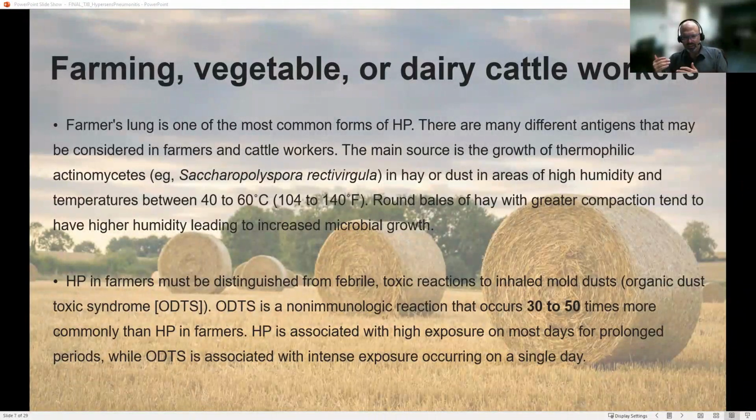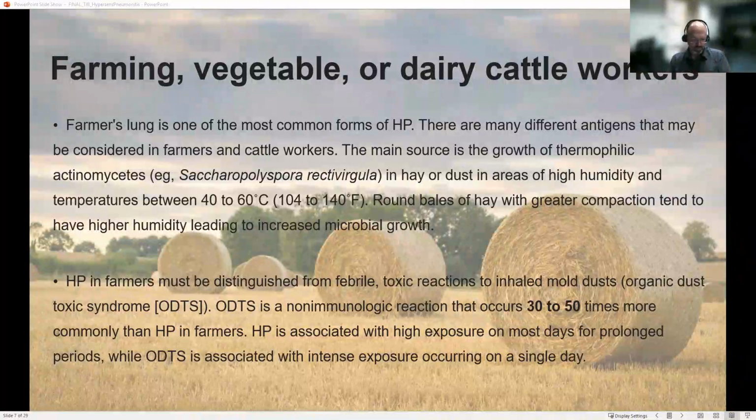A thing to keep in mind is that HP in farmers must be distinguished from febrile toxic reactions to inhaled mold and dust. Check my notes. Organic dust toxic syndrome is a non-immune reaction that occurs 30 to 50 times more commonly than HP in farmers. HP is associated more with high exposure on most days with prolonged periods, while organic dust toxic syndrome is associated with more of an intense exposure occurring on a single day.